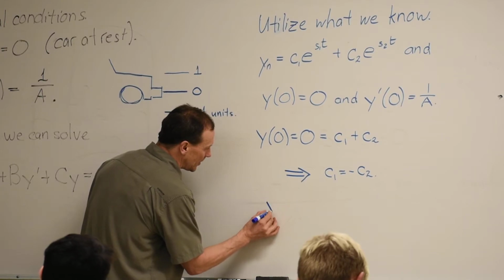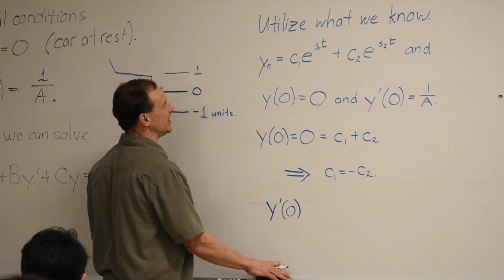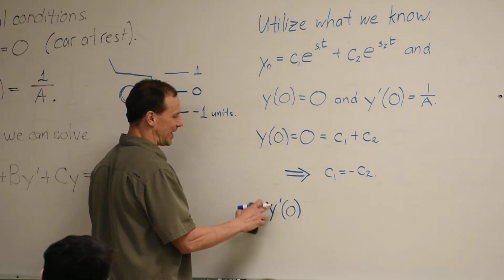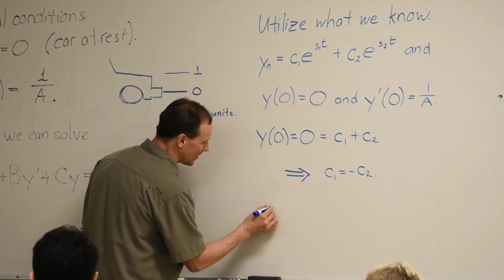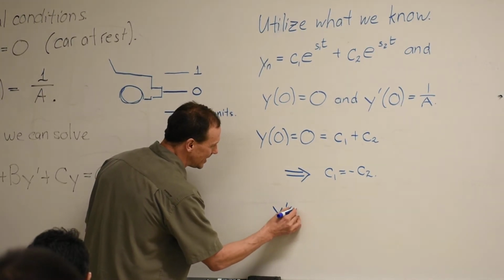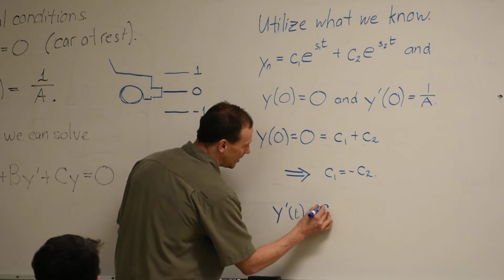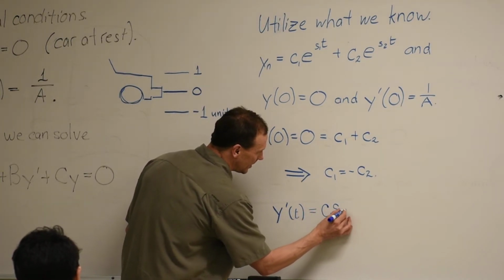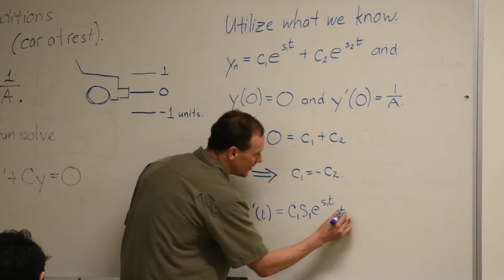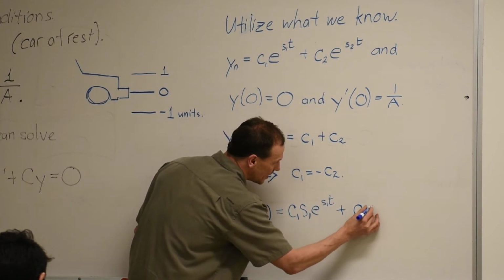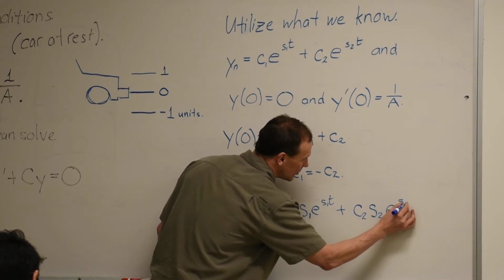Let's look at our next one. It says that y'(0). Oh, wait a minute. We can't do that yet, can we? We can't use this one until we know what y' is. So let's find y'. y'(t) is c1 s1 e^(s1 t) plus c2 s2 e^(s2 t).